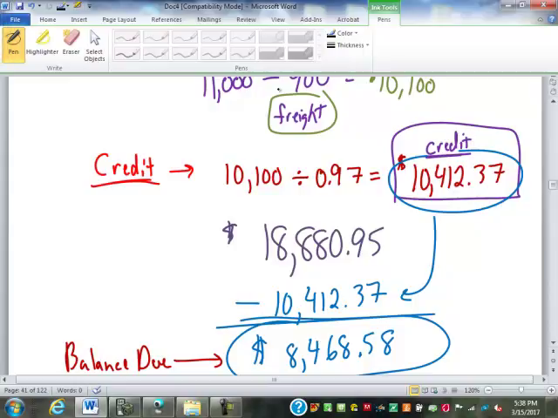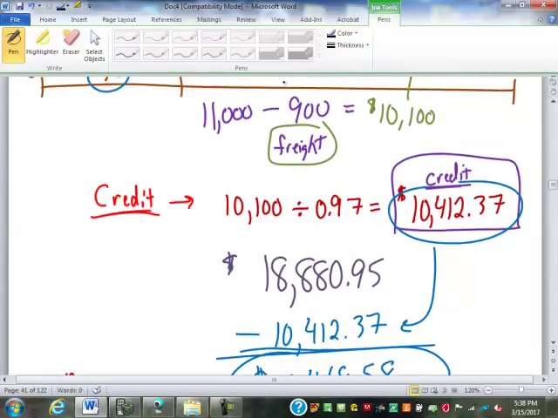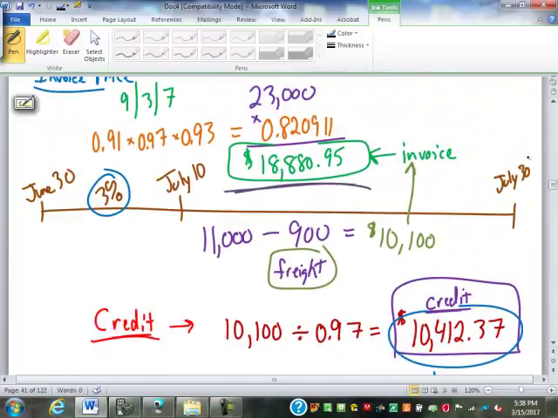Now in our next unit, we'll look at what if they don't pay that by, of course that balance due is due by July 30th. What if they don't pay that by July 30th? How do they start then charging interest on that money? But for this unit, we're just concerned about what that balance is, and we're assuming it's paid on time for now.